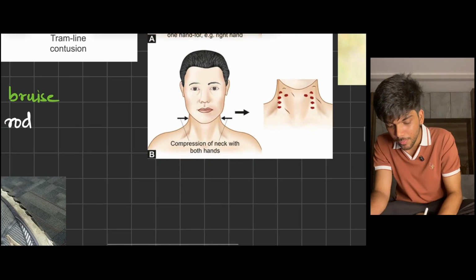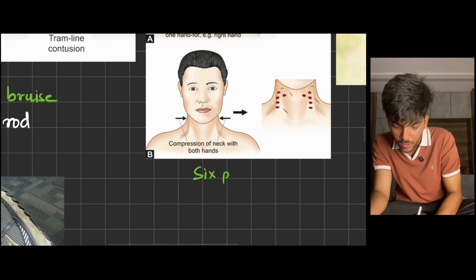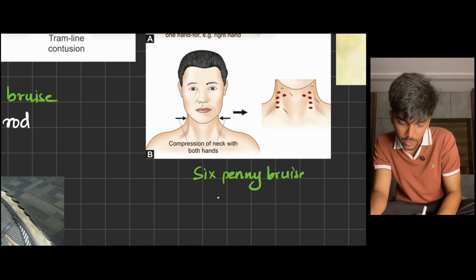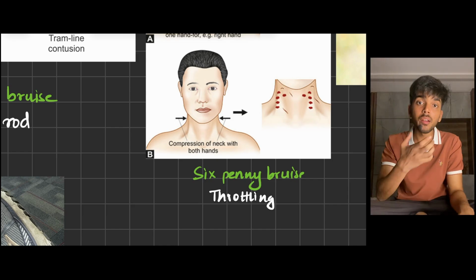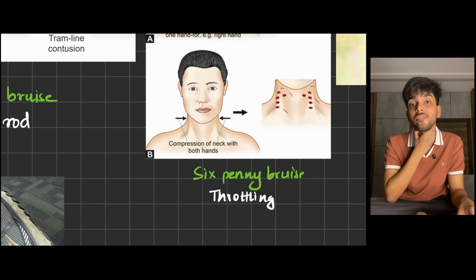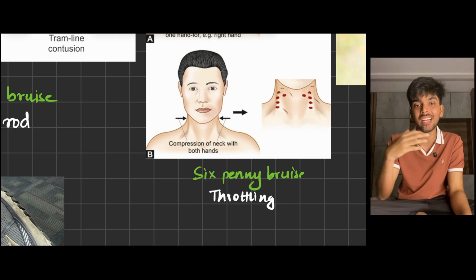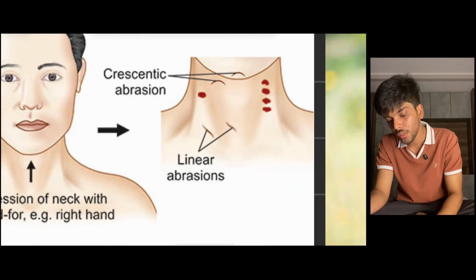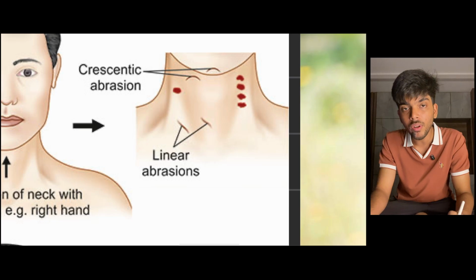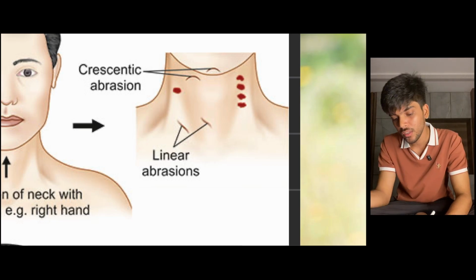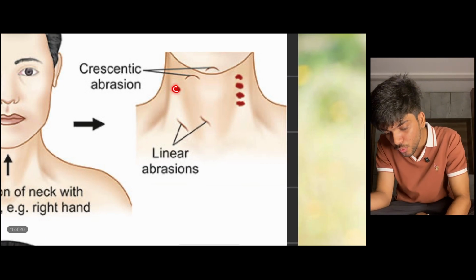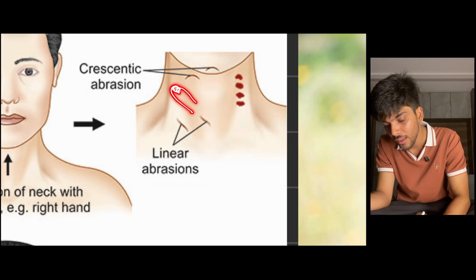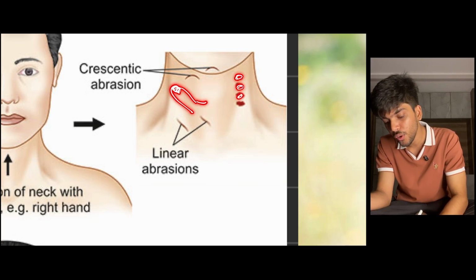Next is six-penny bruise, which is seen in what? Which is seen in throttling. What is throttling? When I take my hand, press against your neck to asphyxiate you and kill you, that's throttling. So here's the first type of throttling, where only one hand has been used. So you can look at the bruise due to the thumb and 4 other bruises due to the rest of the 4 fingers, like this.